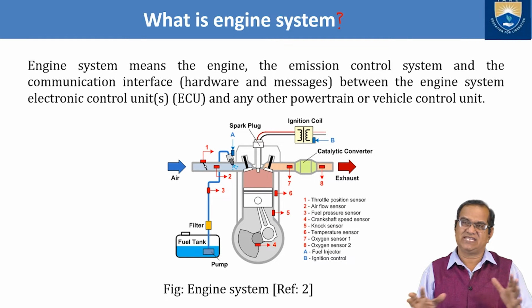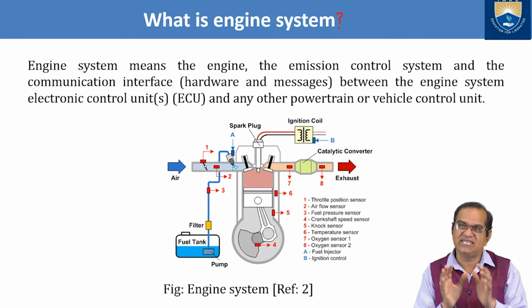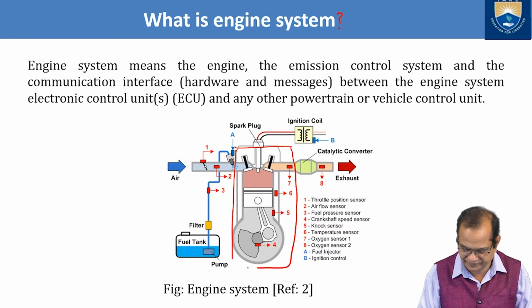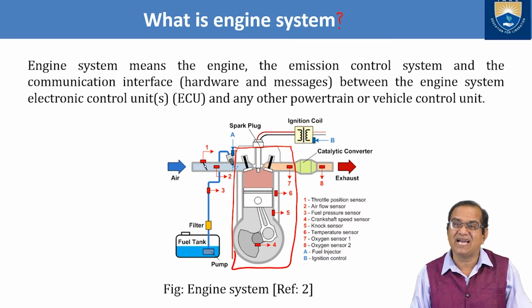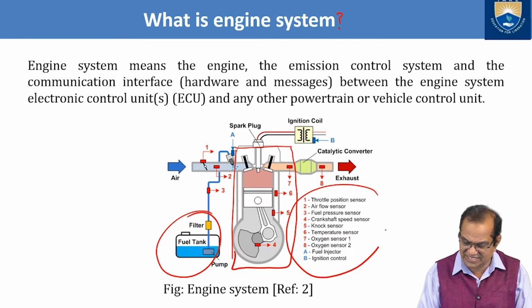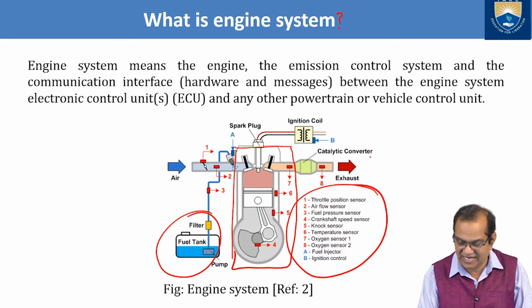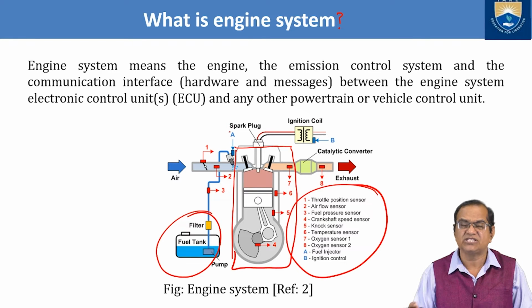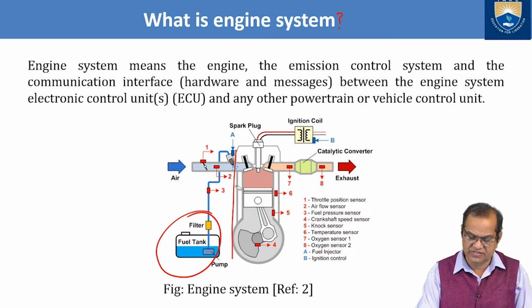So this you can see, when we talk about engine, only this much is the engine. If you see, this is the only engine. But once we talk about the engine system, it contains everything. So many things are here: catalytic converters, your emission control systems, ignition coil, spark plug. This all falls under this system. So it is called engine system.